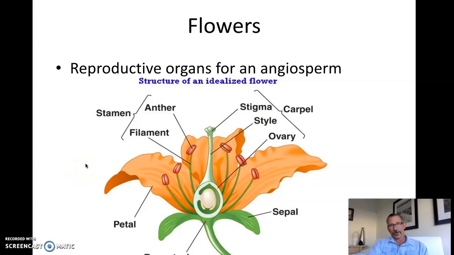So very quickly, we've got both male and female parts. That's very typical in a plant. In fact, they call that a complete flower when it has both the male and female parts. The male part is called the stamen. It's got the anther and the filament. The anther is where pollen grains form. Meanwhile, the carpel is the female part of the flower, and what it's got is what's called the stigma.